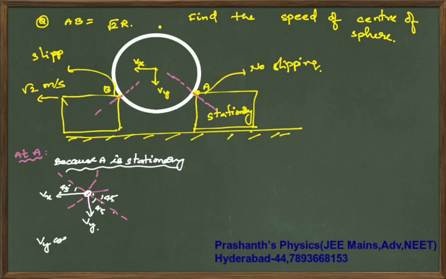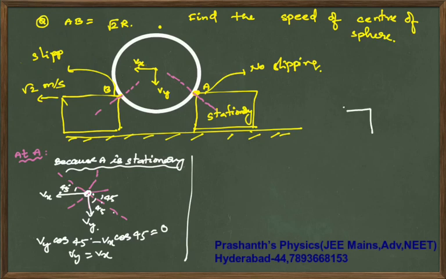So that means your Vy cos 45 minus Vx cos 45 is supposed to be equal to 0, which will give you Vy is equal to Vx. Now if you take similarly at B, it is not the case. This white dotted line, if you take it as your common normal, I'll mark it in yellow color to not have confusion. So now this is your common normal.